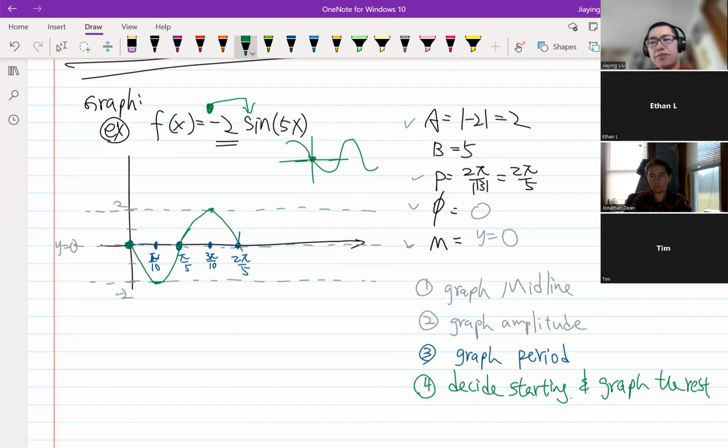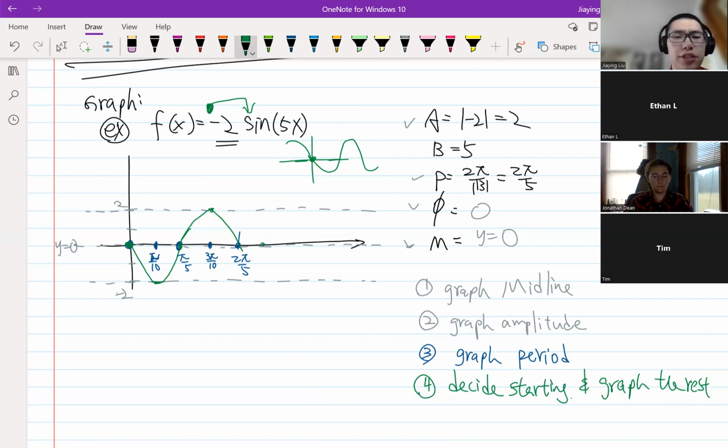Any questions on this? And obviously, to be honest, I don't think anyone is going to ask you to graph 3 periods or 4. If you want, you can graph another period, but basically just take the same measurement and copy it to the right or to the left.